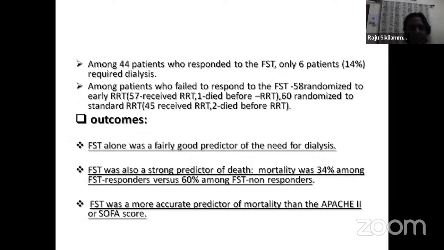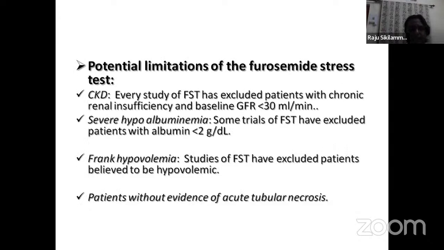As discussed before, the outcome of the furosemide test alone was a fairly good predictor of the need for dialysis. And furosemide also predicted mortality: those with a furosemide response had a mortality of only 34%, versus furosemide non-responders at 60%. And the furosemide test was a more accurate predictor of mortality than the APACHE and SOFA scores.